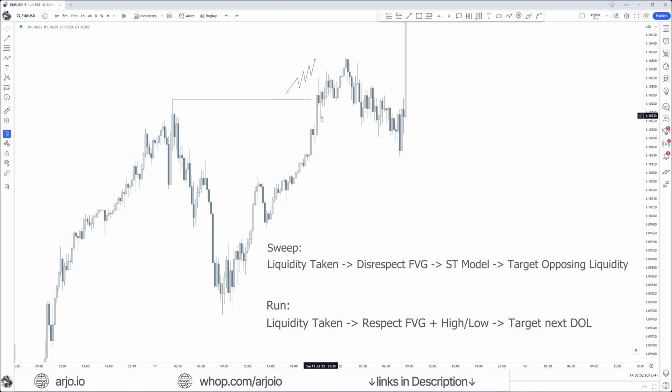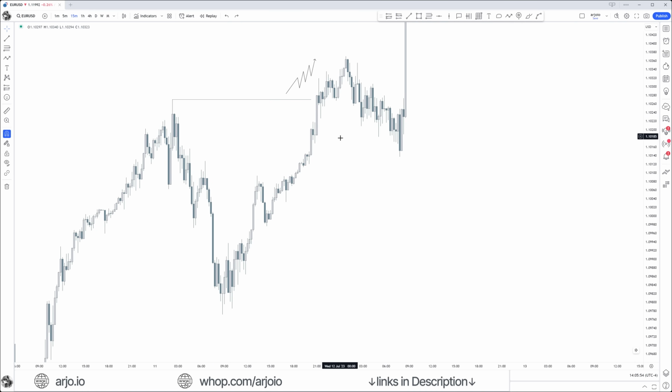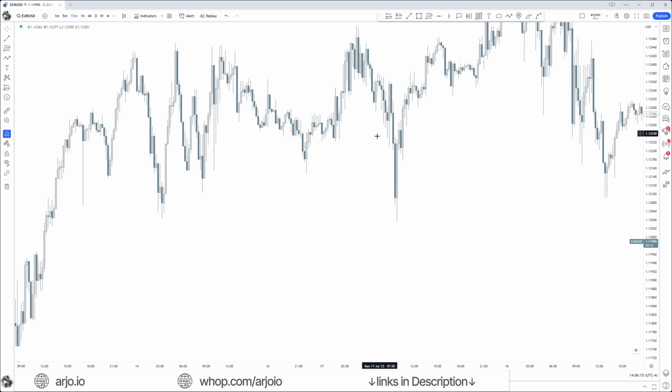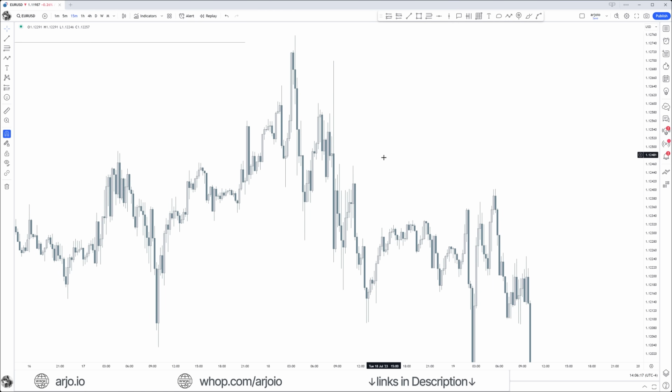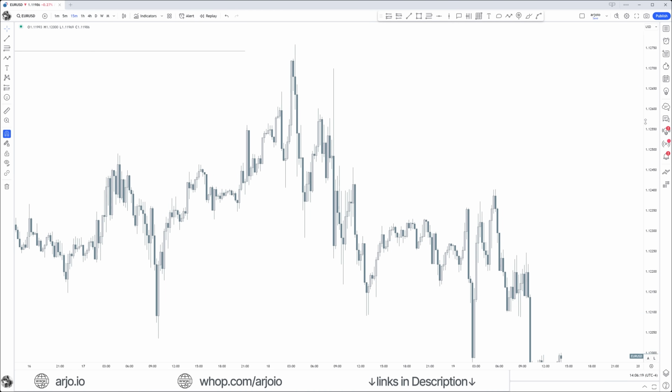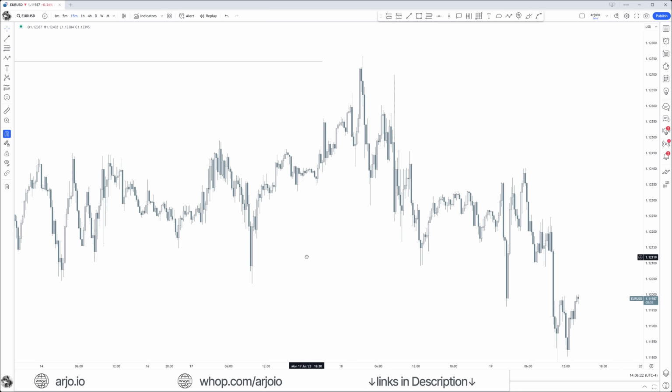And we immediately reject higher off of that. Then we can already know when this retracement happens, that is where we can look to ride the expansion higher again. So we know price is still bullish. Whereas if we go back towards that sweep, once this happens, we know that price is targeting opposing liquidity.